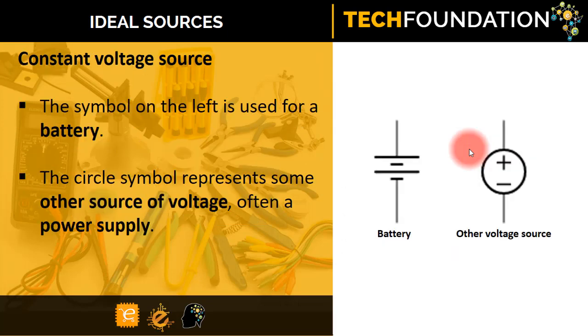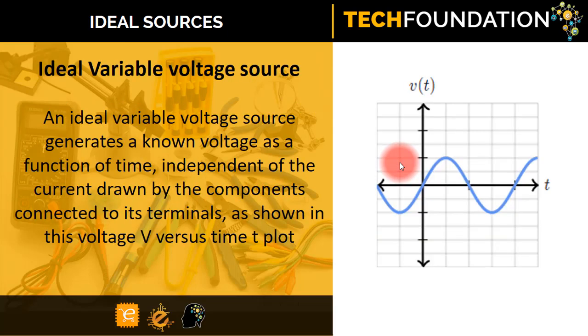Two symbols are used to represent constant voltage sources. The first one represents a battery, and the second one represents generic power supplies. The longer bar of this battery symbol represents the anode or the positive terminal, and the shorter bar represents the cathode or the negative terminal. So it means that in this case, there are two cells put together, and when we put cells together, we get what we call a battery.